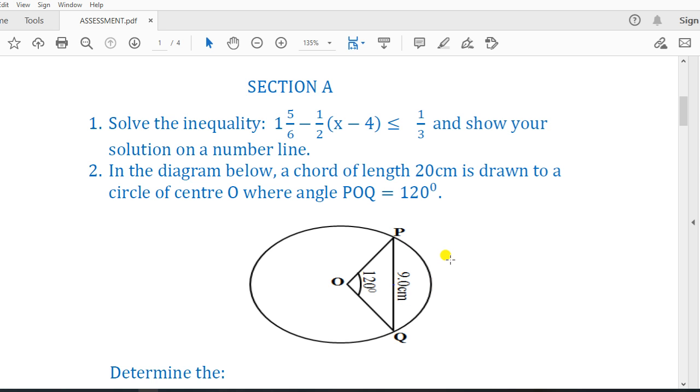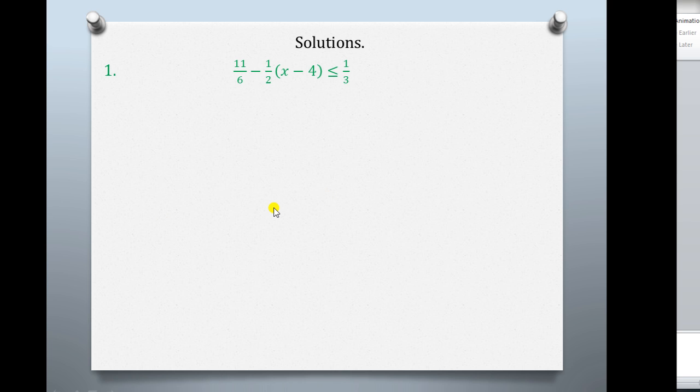We can now go back to the solutions for our section A type questions for today. So question 1 tells us to solve the inequality 11 over 6 minus a half into x minus 4 less or equal to a third. Now, the first step we are going to go for in this case is to think about the LCM of 6, 2, and 3. And we all know that the LCM of 6, 2, and 3 is 6. And so because the LCM is 6, we are going to simply multiply through by 6.